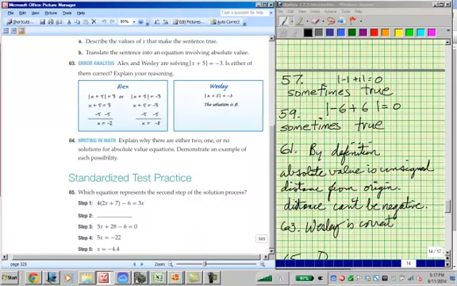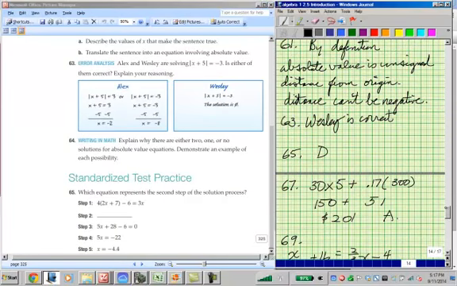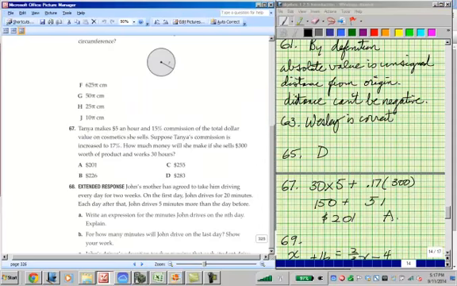So I subtract x over 2 from both sides. The common denominator is 6. I get x over 6. I add 4 to both sides. x over 6 equals 20. x equals 120, and I check it, and blah, blah, blah.